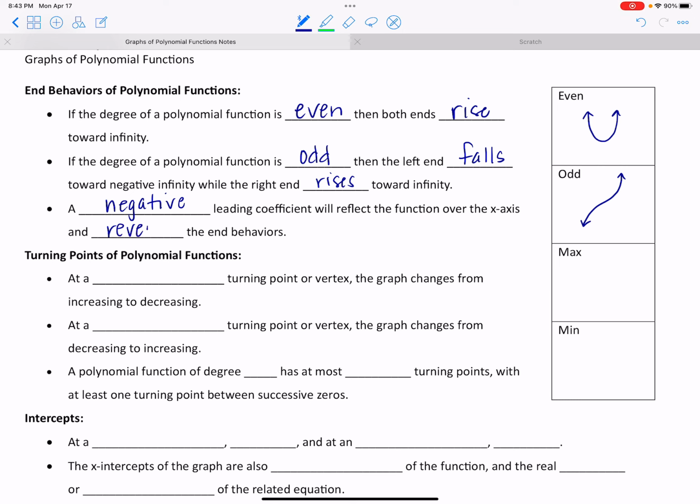But it will always be true that if we have a polynomial function of even degree, the end behaviors match. And if we have a polynomial function with an odd degree, then the end behaviors will be opposite one another. Okay, so that's not new.